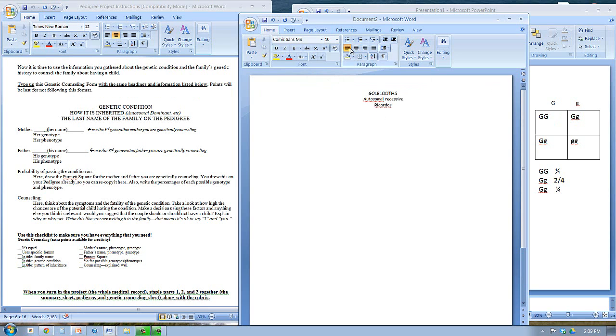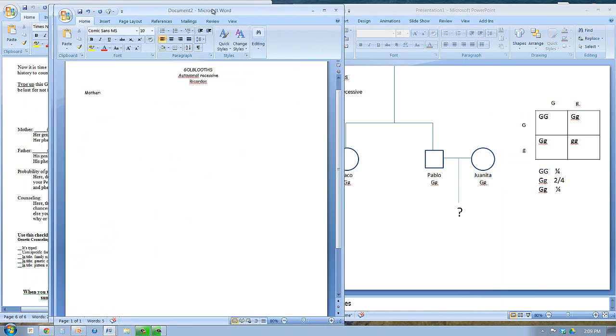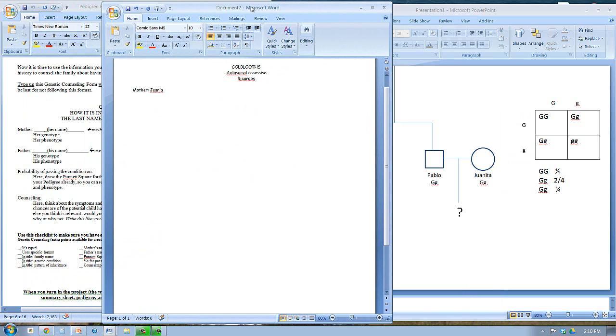Okay, I'm going to go off to the side. I want it formatted just like I have for you here, the mother. Her name was, now it's not Lucy because I'm on my third generation here. So my mother's name was Juanita, and her genotype was capital G, little g. Phenotype: does she have Goldbluths or not? Does not have Goldbluths. Father. Father is Pablo. And now his information is the same, so I'm just going to copy and paste. Didn't work where I wanted it to. That's okay. I'll fix it.